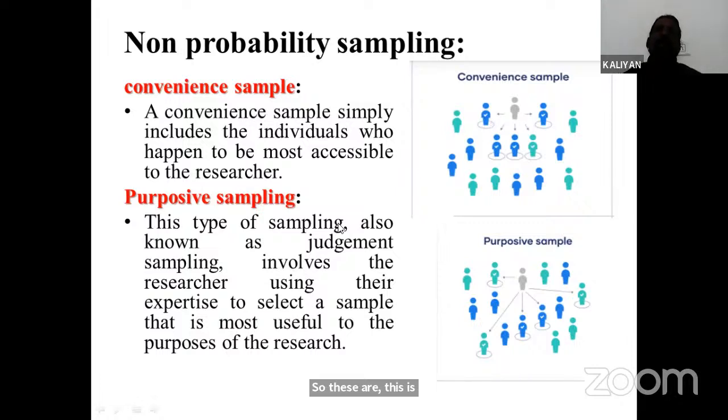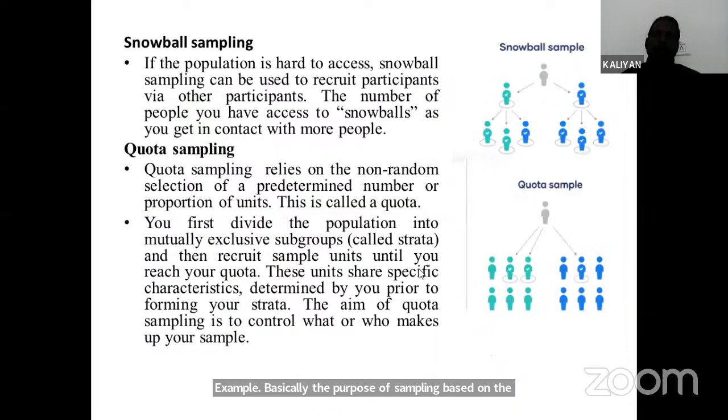The purposive sampling. This type of sampling is judgmental sampling, purposive sampling or judgmental sampling. It is based on the researcher's idea or interest. We select the sample purposely, based on the objective and the purpose of the sampling. And the third one is snowball sampling.